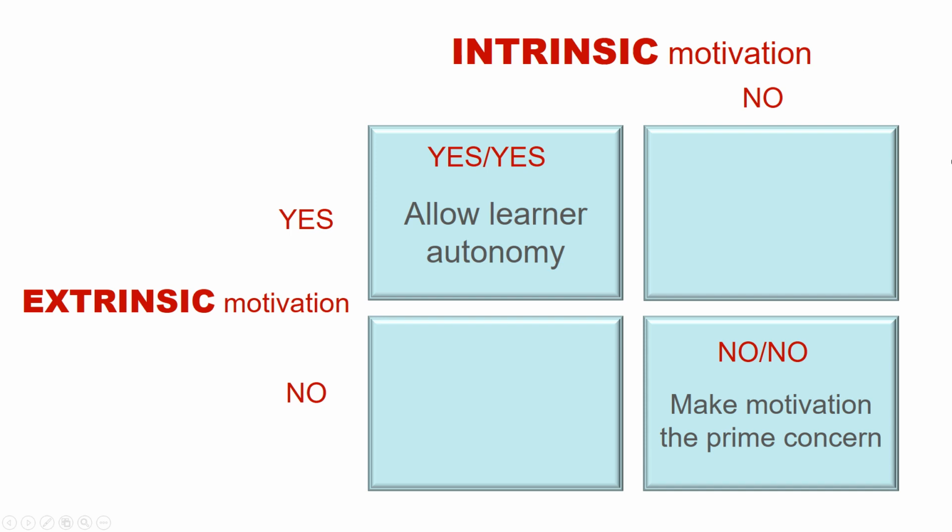And we can divide people into maybe four categories. For some people, they are both intrinsically and extrinsically motivated to learn English or vocabulary. For students in this category, what teachers need to do is to allow them to be autonomous learners, because they are highly driven by their motivation. So whatever strategies they use can be successful. And another, opposite type of learners are those who are neither intrinsically nor extrinsically motivated.